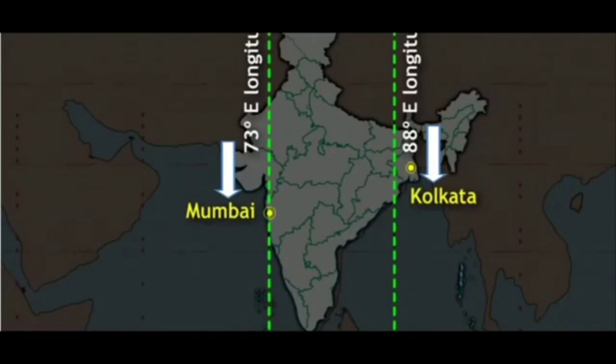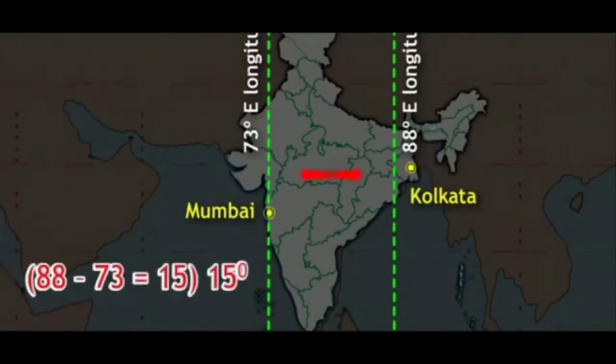So to find out the difference between the longitudes of Mumbai and Kolkata, we will subtract 73 from 88 and there is our answer. The difference between the longitudes of Mumbai and Kolkata would be 15 degree. How much? 15 degree. मुंबई और कोलकाता इन दो शहरों के बीच जो लॉन्जिट्यूडनल डिफरेंस है that is 15 degree.